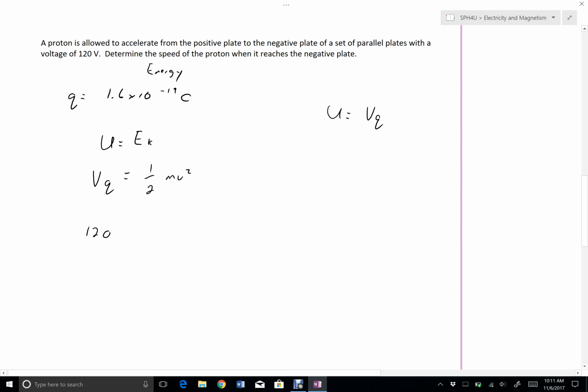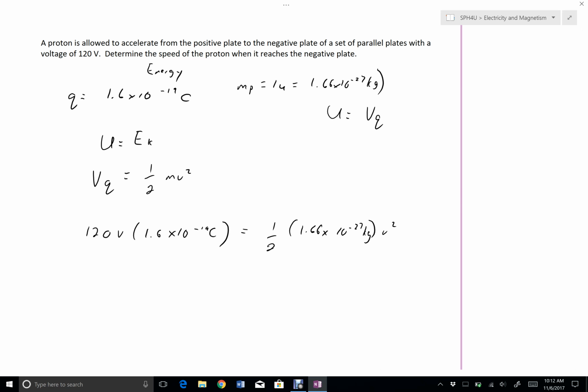So 120 volts times my charge of 1.6 times 10 to the negative 19 coulombs of energy is getting converted into 1/2 the mass of a proton, which is 1 times the relative atomic mass, so 1.66 times 10 to the negative 27 kilograms, times the speed squared. So I get 1.92 times 10 to the negative 17 joules of energy.